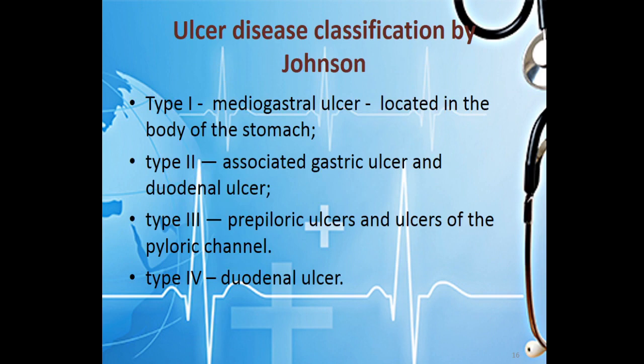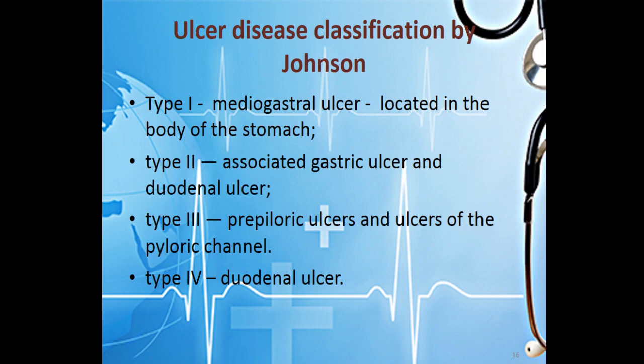A very famous classification of the ulcer is the Johnson classification. According to this, we have 4 types of the ulcers, 3 types of the gastric, and the 4th is duodenal. So, type 1, true mediogastric ulcers in the body of the stomach, usually on the lesser curvature. Johnson explained ulcerogenesis of this type by reflux of the bile from the duodenum to the stomach.